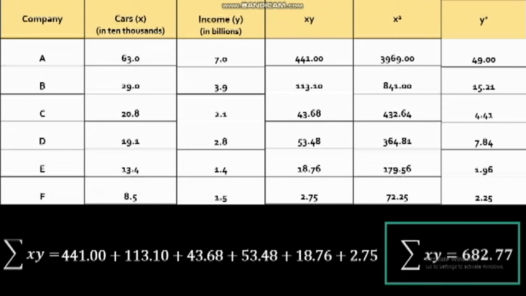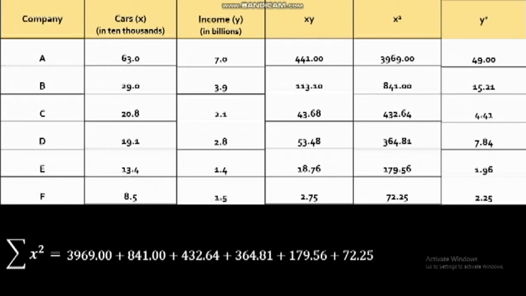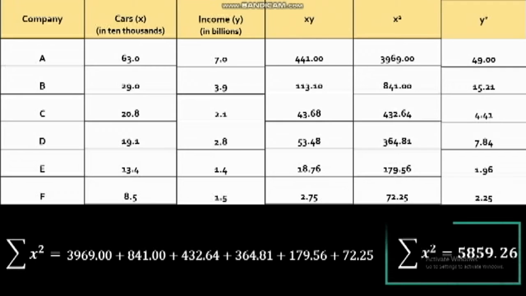Next is the summation of x squared. The summation of x squared is equal to 3,969.00 plus 841.00 plus 432.64 plus 364.81 plus 179.56 plus 72.25. The summation of x squared is equal to 5,859.26.